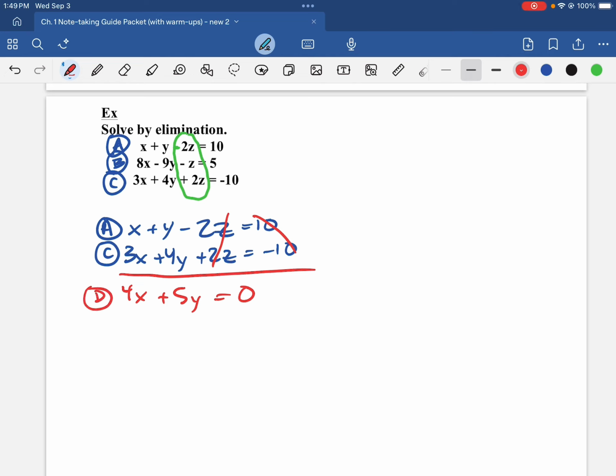All right, and then I'll pick 2 more equations. I'll go for B and C this time. And if I wanted to eliminate the z's using B and C, I'd want to multiply equation B by 2. I'd want to double it so that I have -2z and +2z. Okay, so let's see. 16x minus 18y minus 2z equals 10. And then I'm just copying equation C as is.